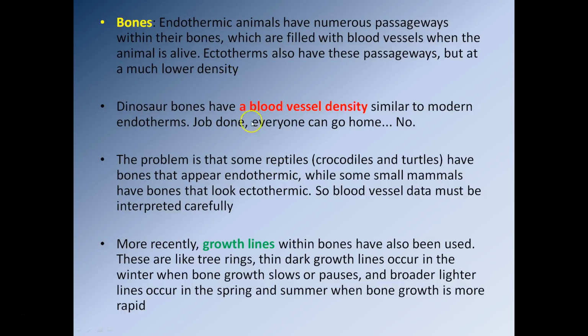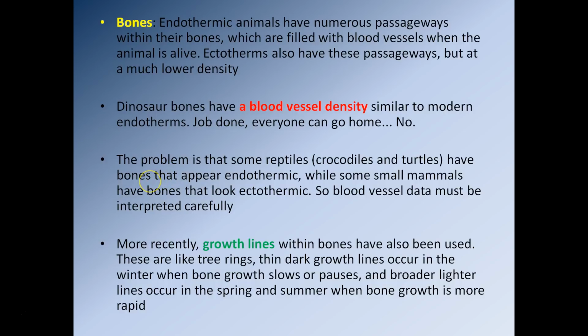On the other hand, some small mammals, obviously warm-blooded, actually have bones that appear to be ectothermic, so they appear to be cold-blooded. So the blood vessel density, the density of these holes in the bone, is not a definitive indicator, so you have to interpret the data carefully. You can't just use it on its own to suggest that some dinosaurs might have been warm-blooded. You have to use it in conjunction with several other pieces of evidence. Okay, but is there anything else the bones can tell us? Well, the answer is yes.